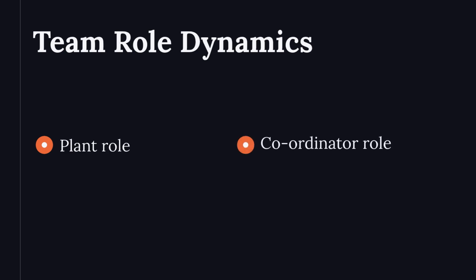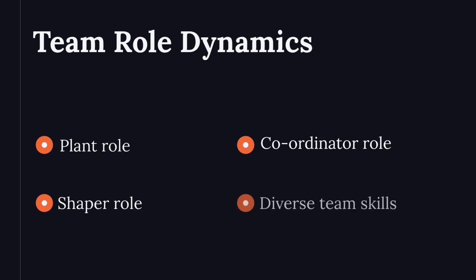Belbin identified roles like plant, coordinator, and shaper. Each role contributes uniquely to team success. Understanding these roles enhances team dynamics. Teams benefit from diverse skills and perspectives. Balancing roles ensures effective collaboration.